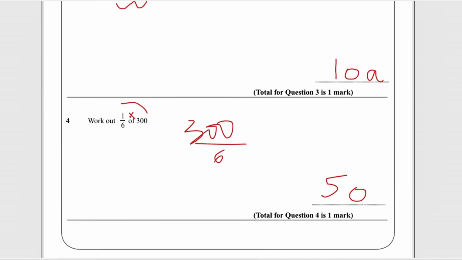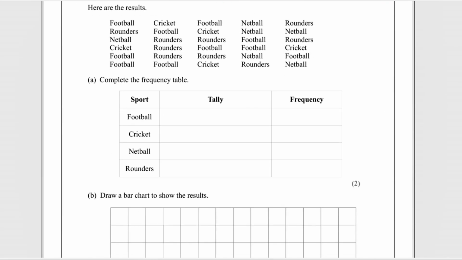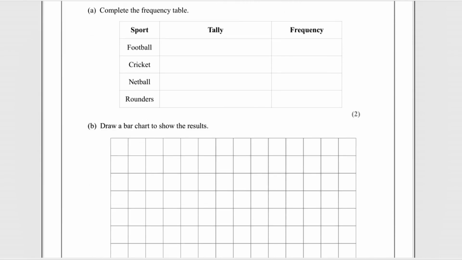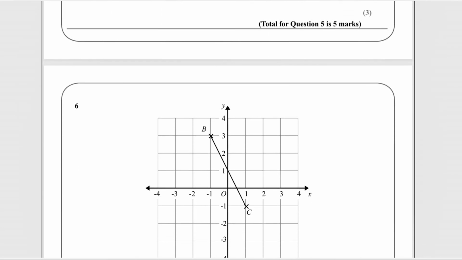We proceed to the next question. Okay, this is a bar chart. 30 children were asked, okay, so you need to get for football. I'm just going to skip this question so that we can focus on the ones that are really tough, because most of my students can do this. You just pick football, count the number, put it there, then draw the bar chart. All right, so permit me to skip that.